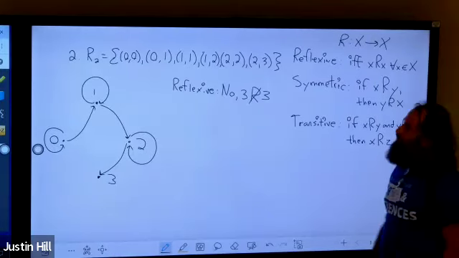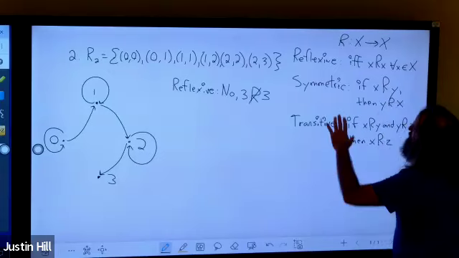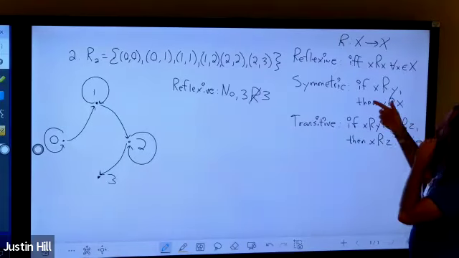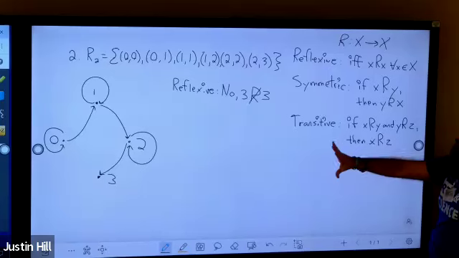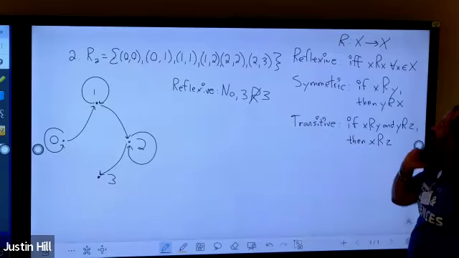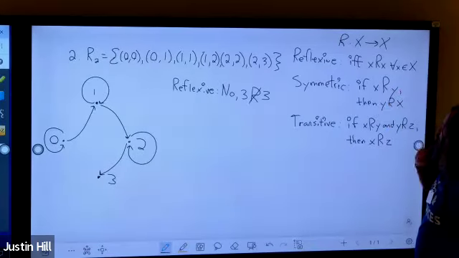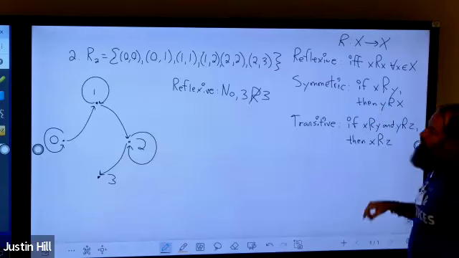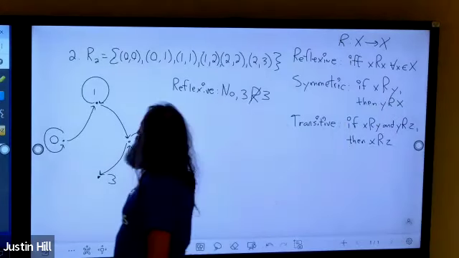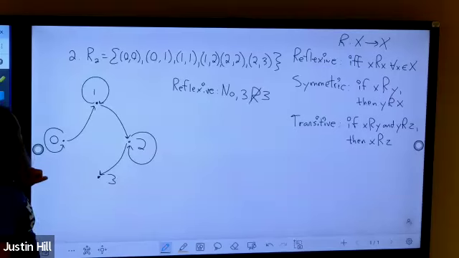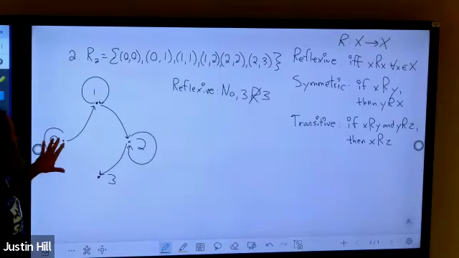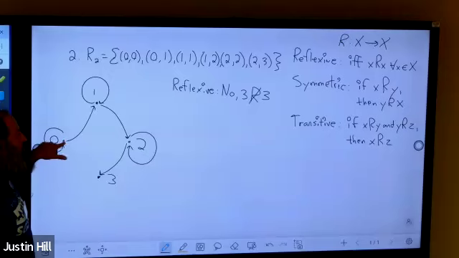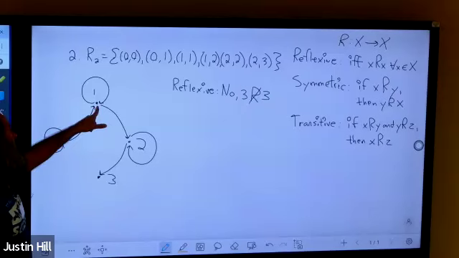Good. That's our counterexample. So now symmetric. Symmetric, again, what I'm saying is I'm not saying everything has to be related to something else. I'm just saying when I see X is related to Y, then I should see Y is related to X. So for instance, by the way, X and Y don't necessarily have to be different, but it's usually easier to consider different elements. So for instance, 0 is related to 1.